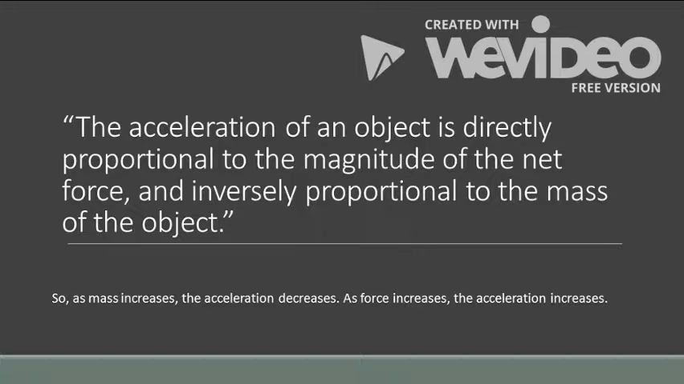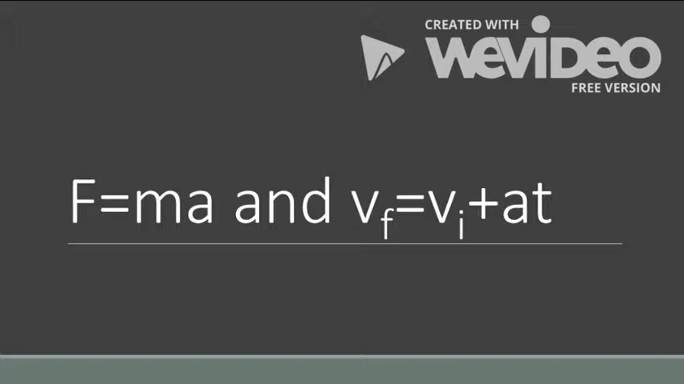Newton's second law states that the acceleration of an object is directly proportional to the magnitude of the net force and inversely proportional to the mass of the object. As mass increases, acceleration decreases, and as force increases, acceleration increases. The equations we will be using for this are force equals mass times acceleration, and final velocity equals initial velocity plus acceleration multiplied by time.